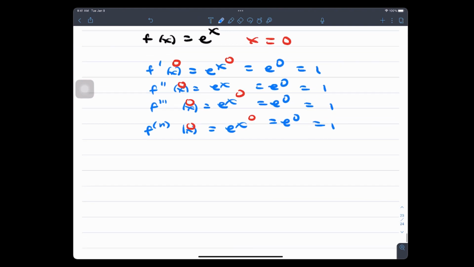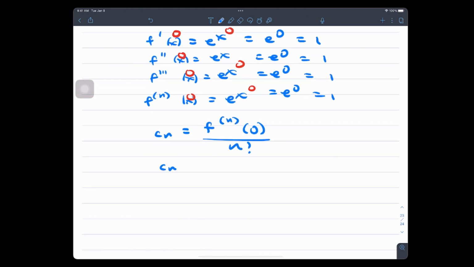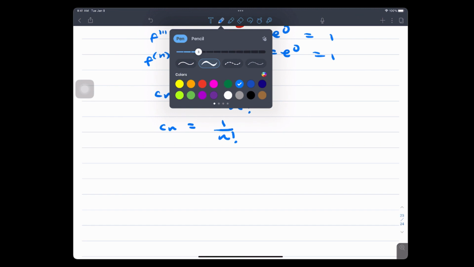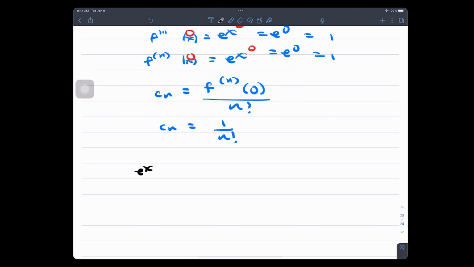Now you say, why is that important? Because what is the definition of Cn? In our case, Cn will be 1 over n factorial for all values. So the exponential function here can be simply written as x to the n over n factorial.